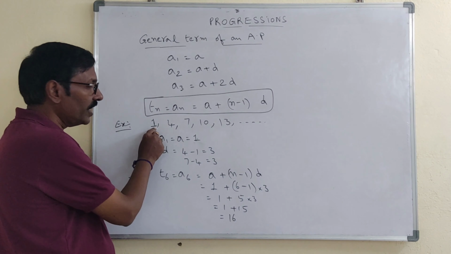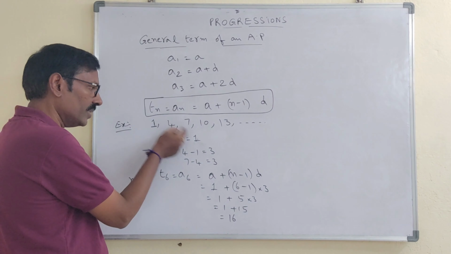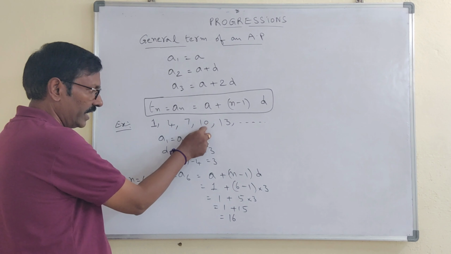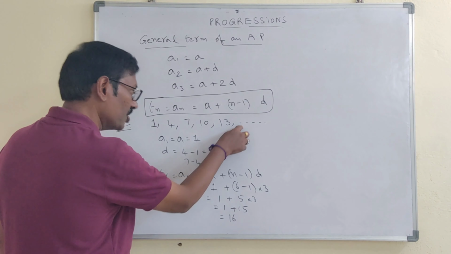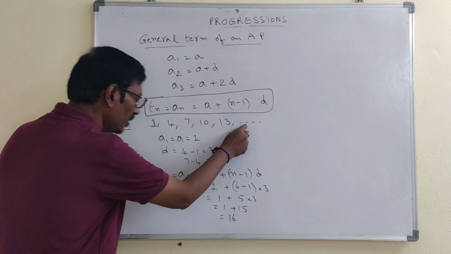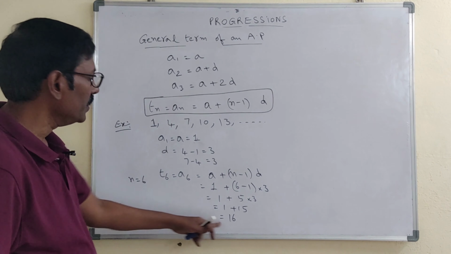The common difference is 3, as we already know. If we add 3 to 1, 1 plus 3 is 4. Again if we add this common difference 3 to 4, 4 plus 3 is 7, 7 plus 3 is 10, 10 plus 3 is 13, 13 plus 3 is 16. That is first, second, third, fourth, fifth, sixth term, that is 6. So the sixth term is 16.